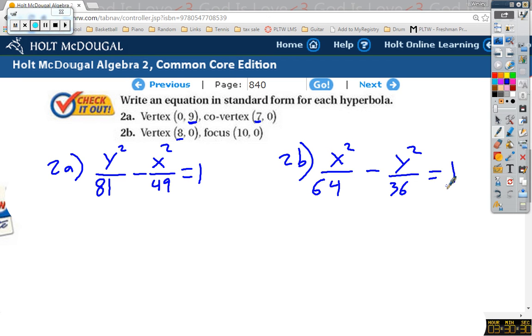Now, some of you may have put 100 there because you saw, oh, 10 squared is 100. But remember, this is my focus. So we had to use the c squared equals a squared plus b squared, okay, in order to find out the covertex, okay?